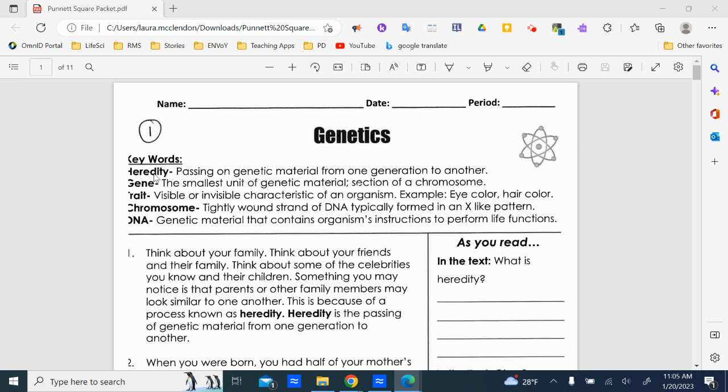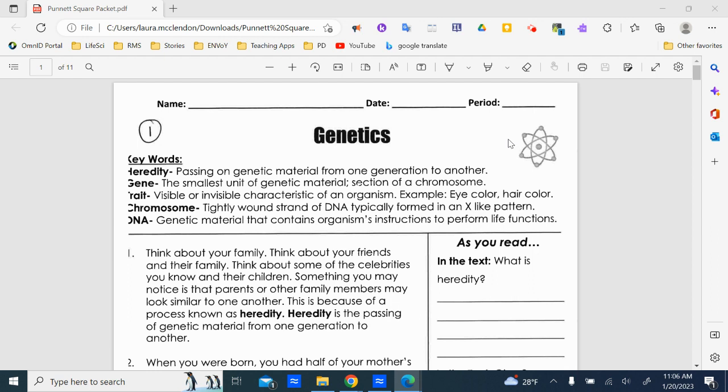Genetics keywords. Heredity: passing on genetic material from one generation to another. Gene: the smallest unit of genetic material, a section of a chromosome. Trait: visible or invisible characteristics of an organism. Example: eye color, hair color.